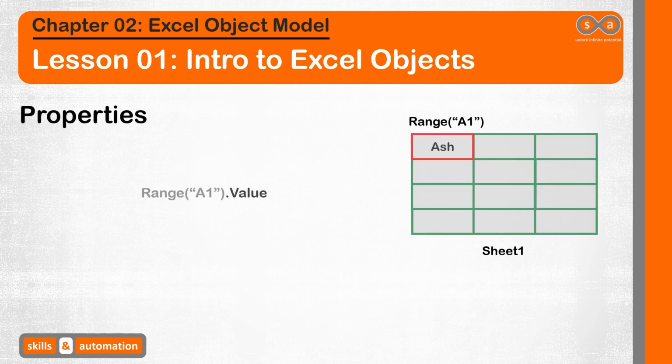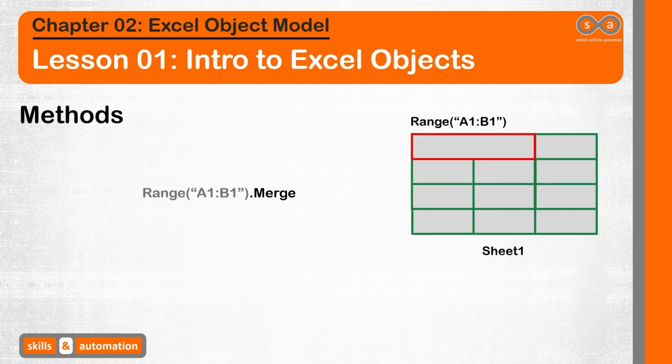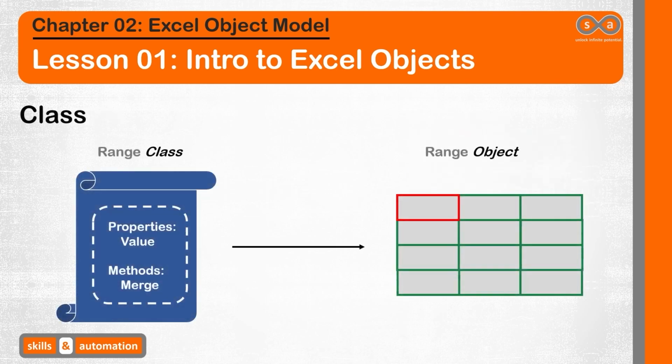Now, an object has certain characteristics known as properties. For example, we can read the contents of a cell using its value property. We can even perform actions on an object. These are called methods. For example, we can merge cells A1 and B1, that is the range A1:B1, using the merge method. Properties and methods are members that belong to the object. This setup of what's available within an object is defined within a class. A class is a blueprint or template which is used to create an object. For example, there will exist a range class where the value property and merge method have been defined. And we can inspect these definitions within the object browser, which we'll cover later on in this chapter.